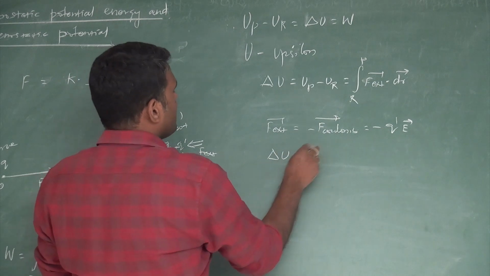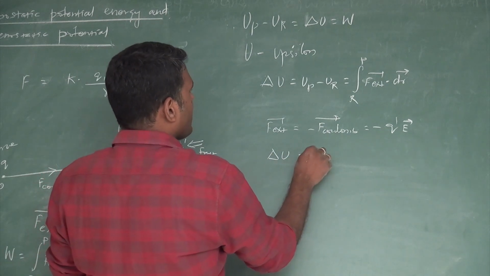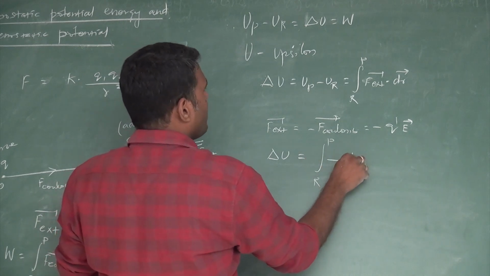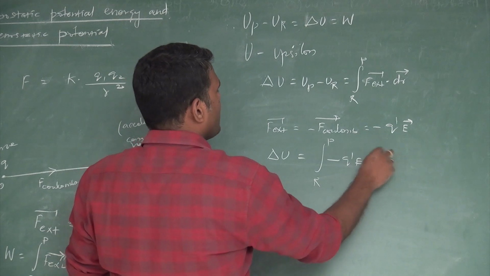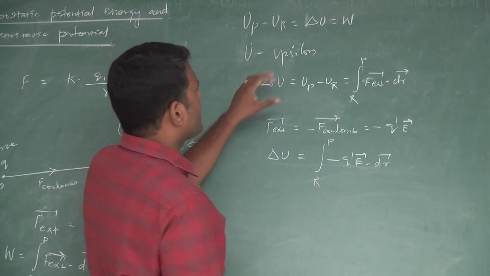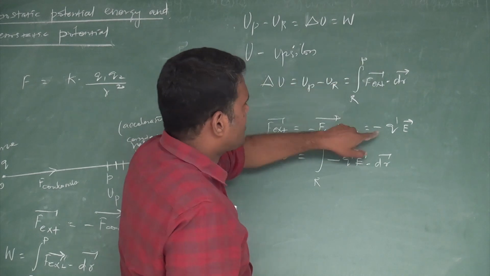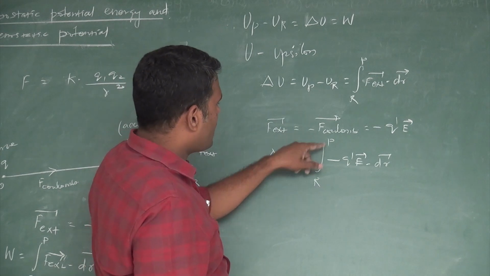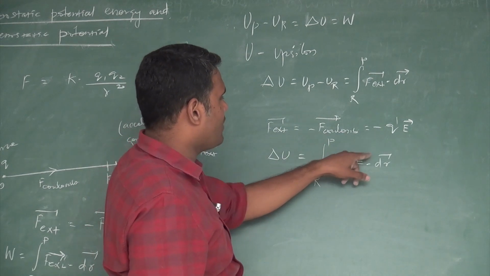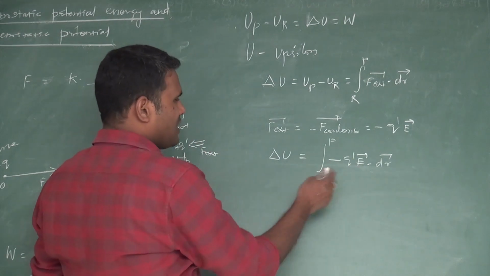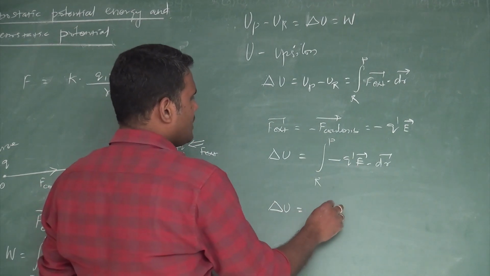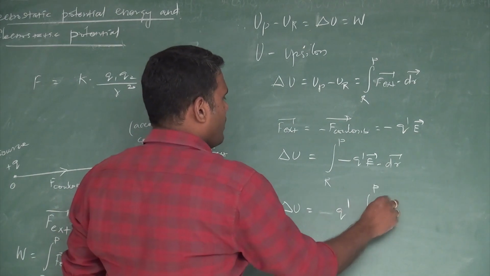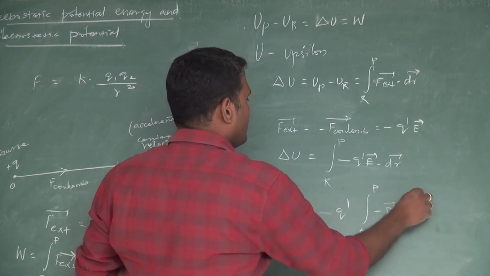So this potential energy delta U is equal to integral R to P of minus q prime E vector dot dr vector. Instead of external force, I have substituted minus q prime into E vector. So delta U equals integral r to p of minus q prime E vector dot dr vector. Q prime is the test charge, which is a constant, taken out of the integration: minus q prime integral r to p E vector dot dr vector.